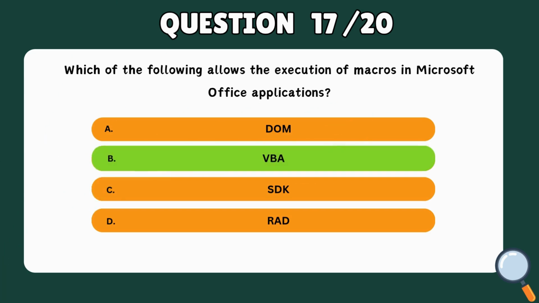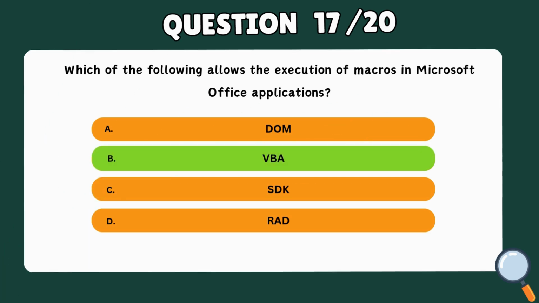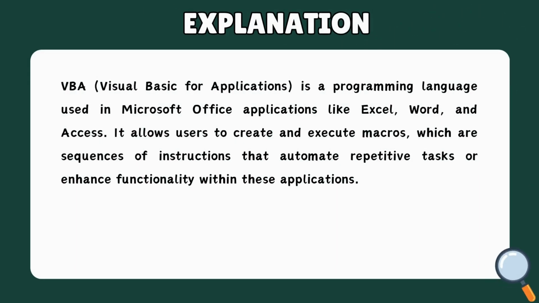Correct answer. B. VBA. VBA, Visual Basic for Applications, is a programming language used in Microsoft Office applications like Excel, Word, and Access. It allows users to create and execute macros, which are sequences of instructions that automate repetitive tasks or enhance functionality within these applications.